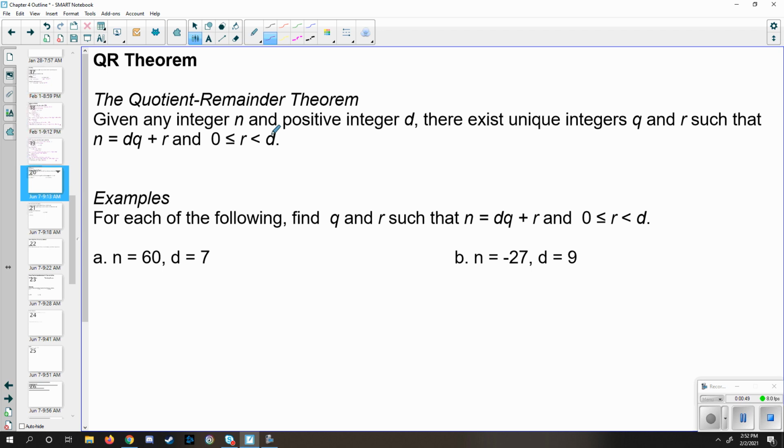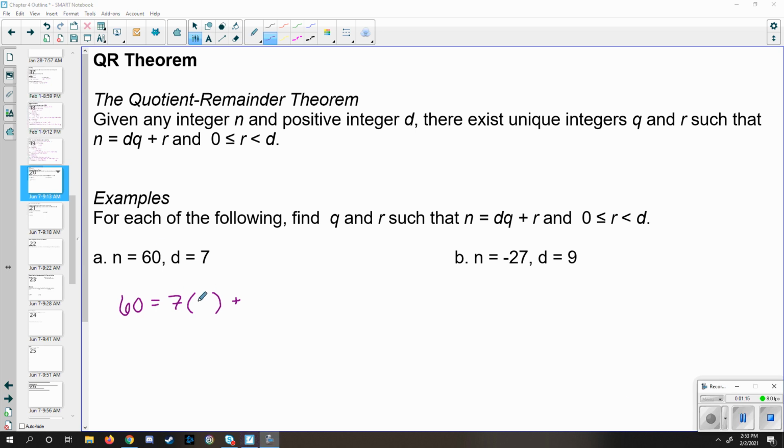So think about how you would use the quotient remainder theorem to set up the following. So for example, n is equal to 60, d is equal to 7. So we would say that 60 is equal to 7 times some integer, this is our quotient, plus whatever the remainder is. Well, how many times does 7 go into 60 whole? And then figure out what your remainder is from there.